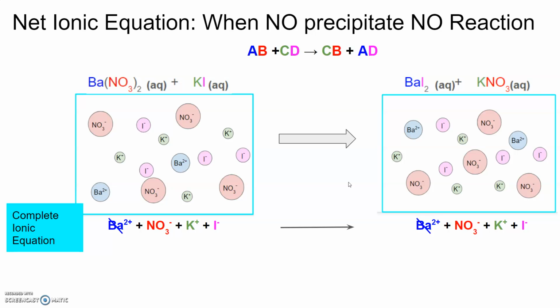Now, the next step is to form the net ionic equation by crossing out anything that is an ion on both sides. So barium is an ion on both sides, nitrate is an ion on both sides, potassium is an ion on both sides, iodide is an ion on both sides. So wait a second, I've crossed out everything. And that speaks to the fact that I have no reaction. So I can't write a net ionic equation because there's really been no change. I have ions on the left side, I have ions on the right side. Really, there has been no change.